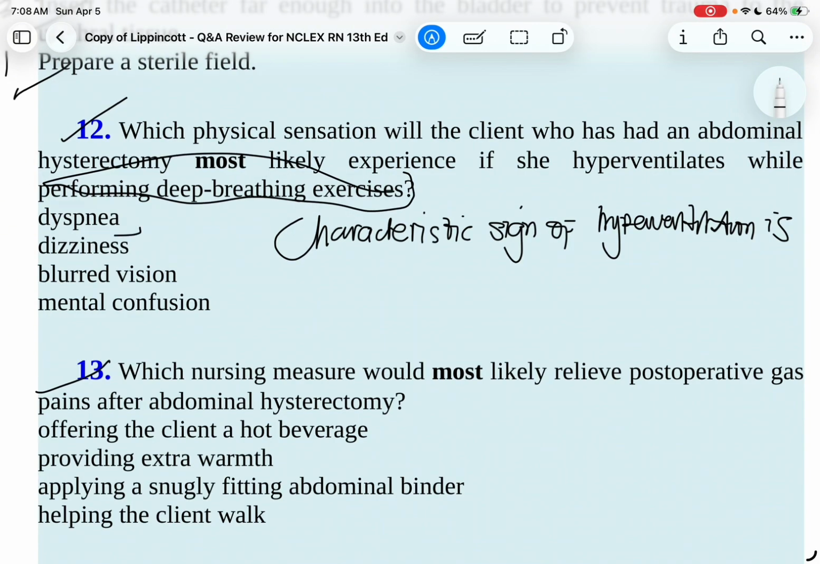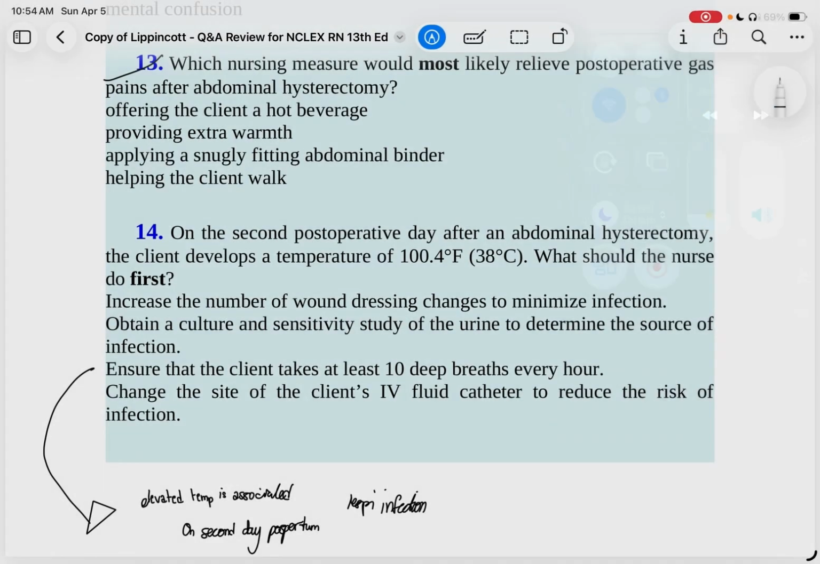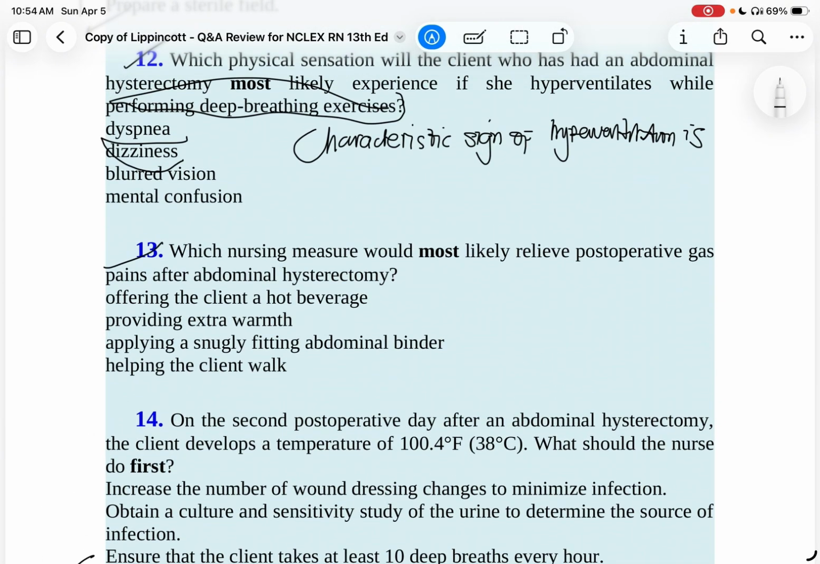Wait lang. Thank you so much for reading this. Now, I will not start from scratch; I'm actually going to try to answer what is being asked here. Which nursing measure would most likely relieve postoperative gas pain after abdominal hysterectomy?